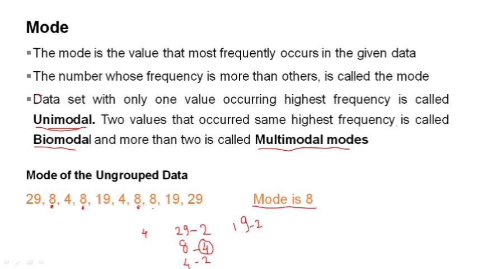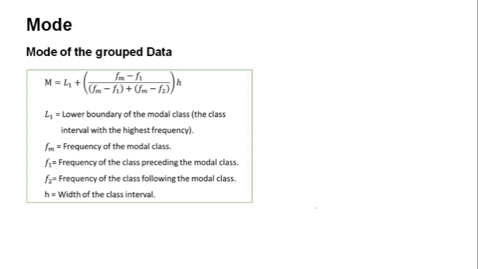It is very simple for the ungrouped data. Let's see this for the grouped data. Calculation of the mode of the grouped data requires some mathematical calculation or formulas. As in the median, where we first located the median class, in the same way, first you have to locate the mode class.